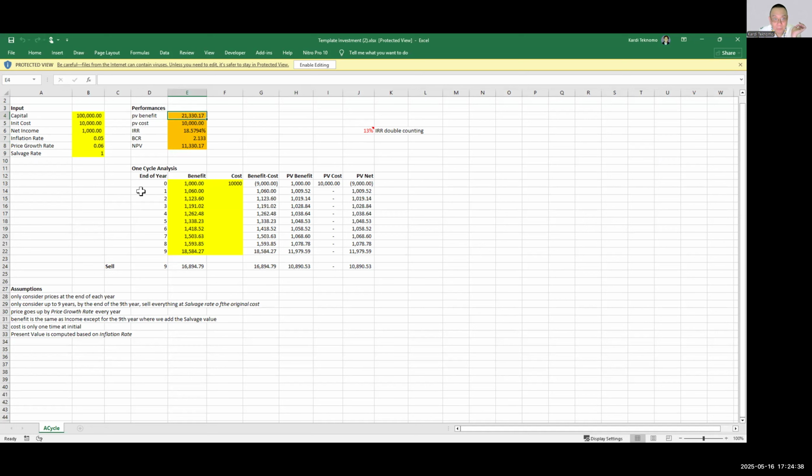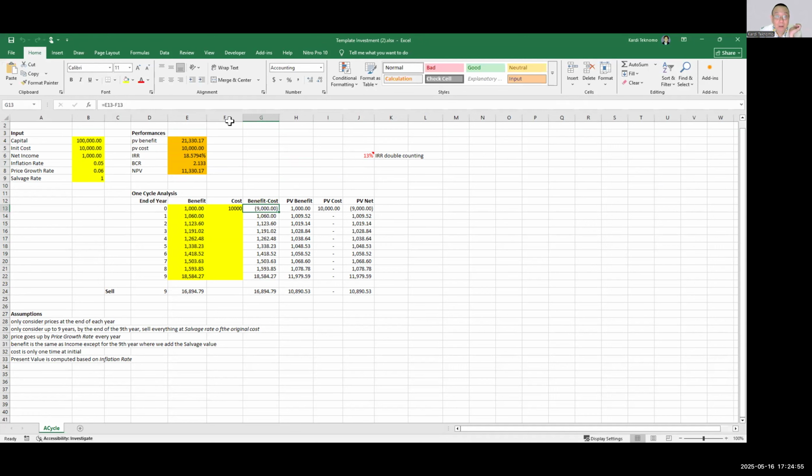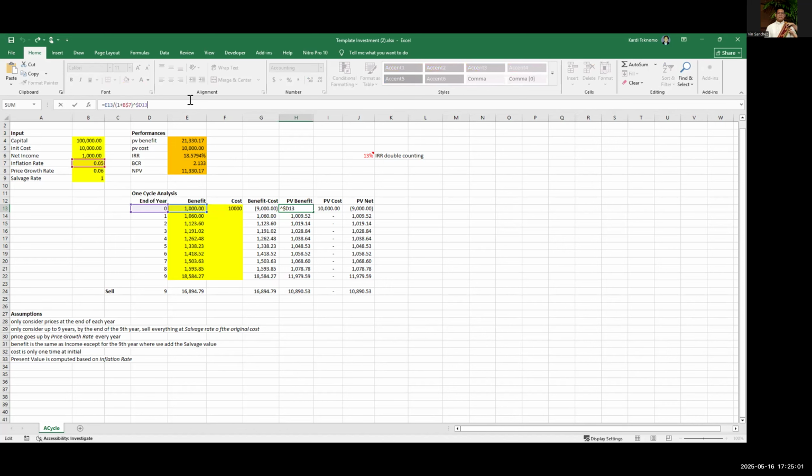Wait, so you need to create something like this, right? The benefit and the cost, and then you get the net, which is the benefit minus the cost. Can you see that? Oh, what happened to this? Okay, I need to enable editing. Okay, so benefit minus the cost, right? And then this one is PV. So then you get the present value. Right. So the IRR, you need to get it from here.